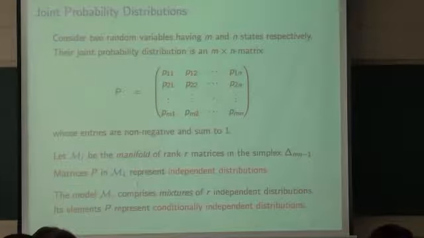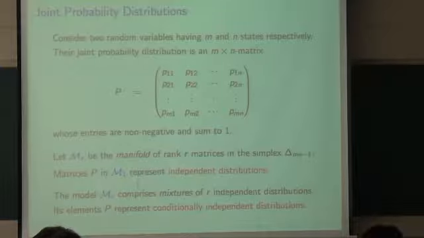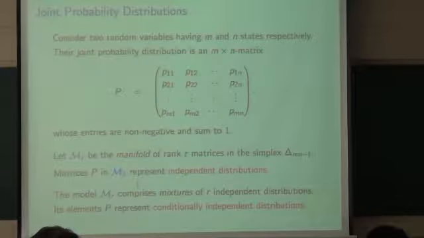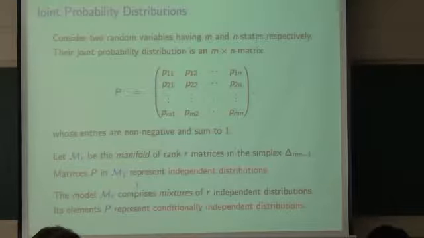In particular, M1, those are matrices of rank 1. They will, in our discussion, represent the concept of independence. So independence is a very, very important concept, and that will be matrices of rank 1. And then we will think about M_r as representing mixtures of r independent distributions. And so these elements P, those matrices of rank r, they will represent conditionally independent distributions.